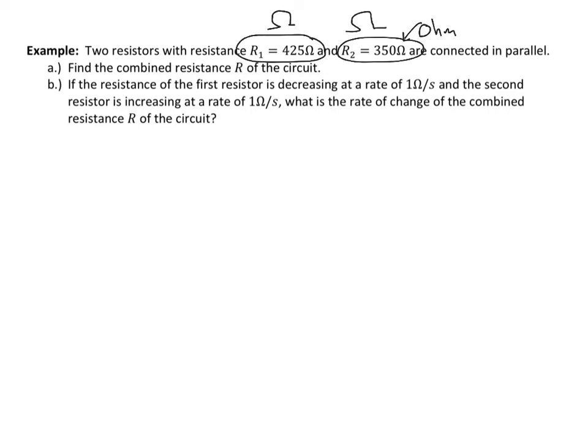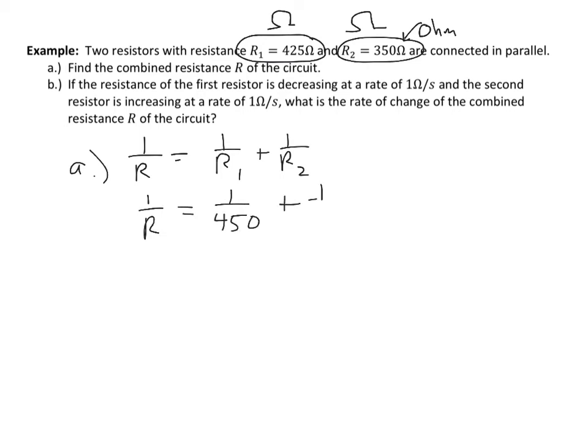So part A, I just kind of want us to check, how could we find the combined resistance of the circuit? Well, the formula was supposed to be 1 over R equals 1 over R1 plus 1 over R2. So to find the combined resistance, all you would need to do is simplify this relationship. Oops, this was 425. Sorry about that.